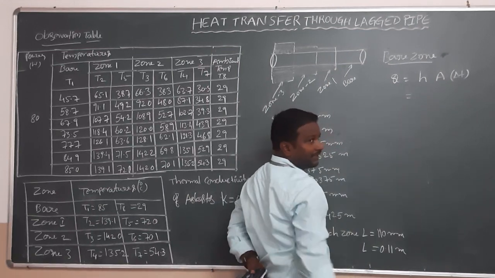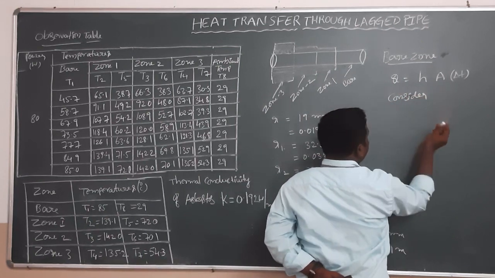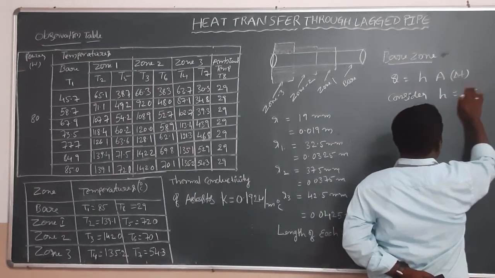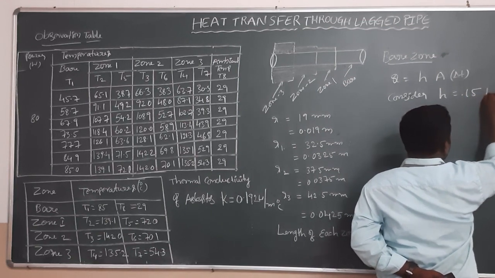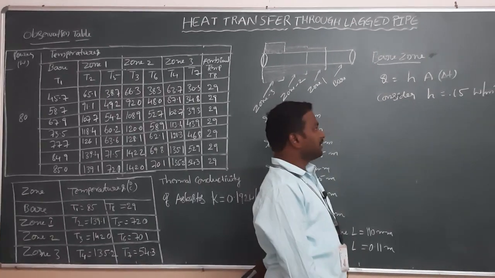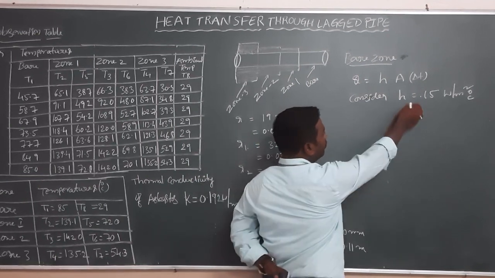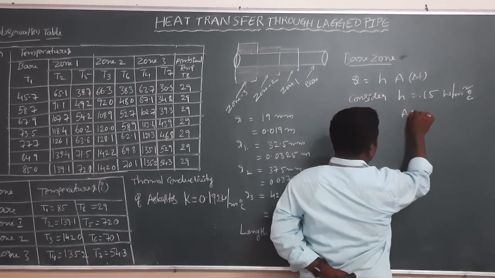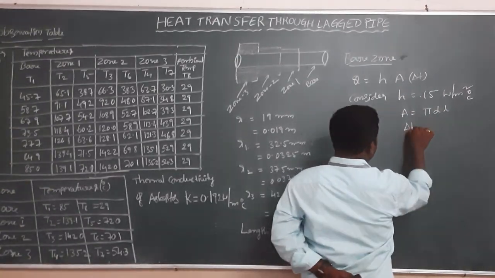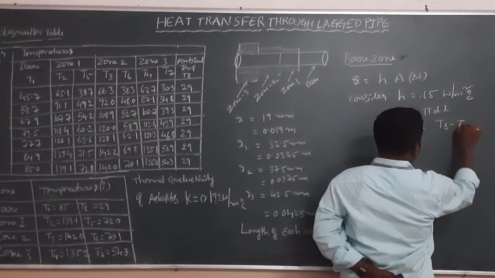Consider the value of h. Here consider heat transfer coefficient h equal to 15 watt per meter square degree centigrade, according to the natural heat transfer coefficient experiment conducted in our heat transfer laboratory. So, the same value is inputted here, and area equal to pi d L, and temperature difference is surface temperature minus ambient temperature.